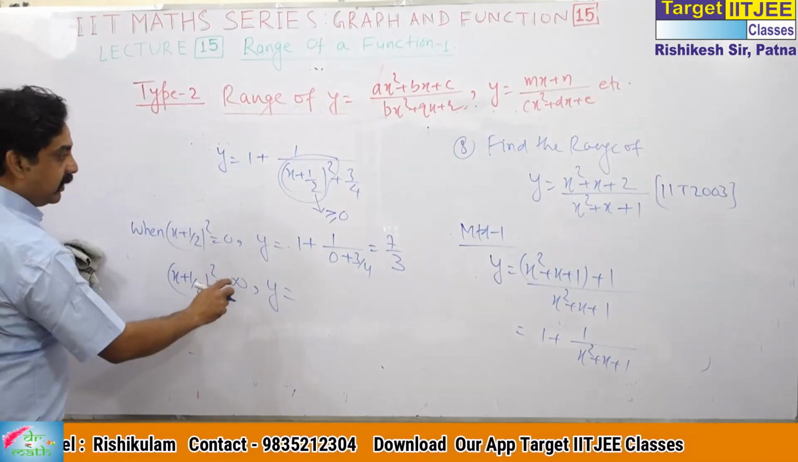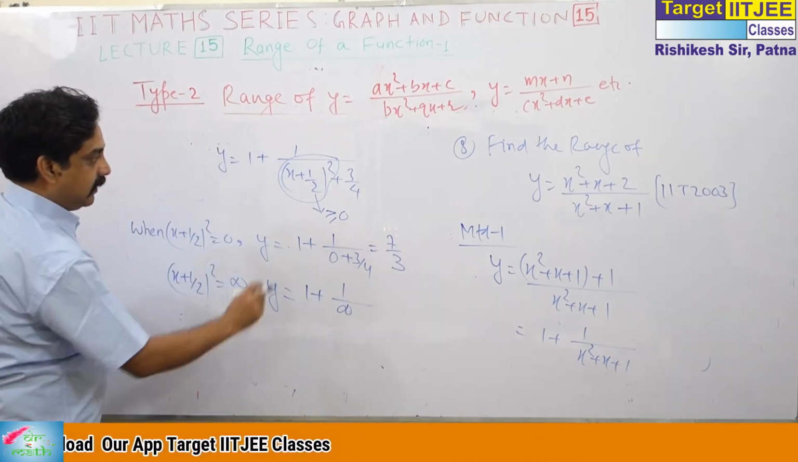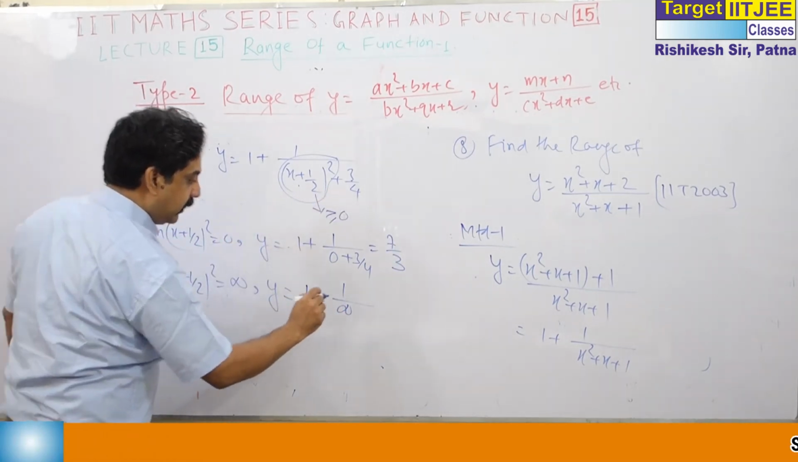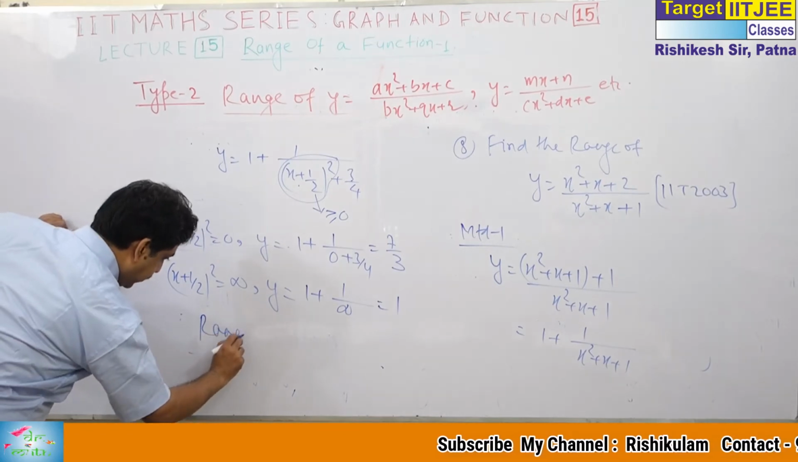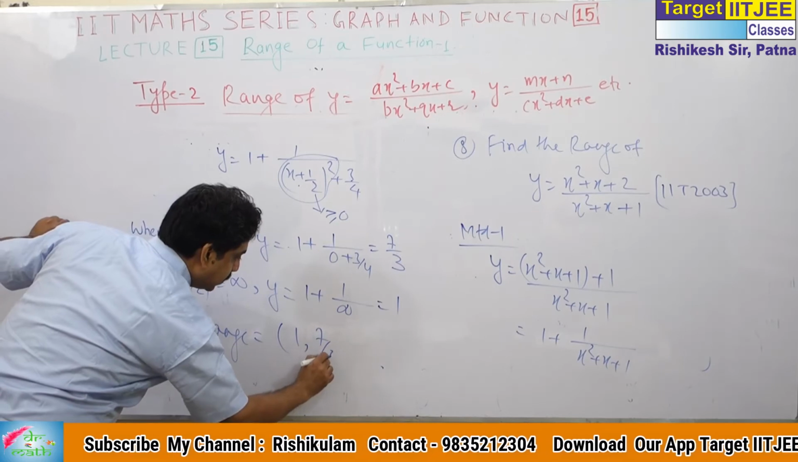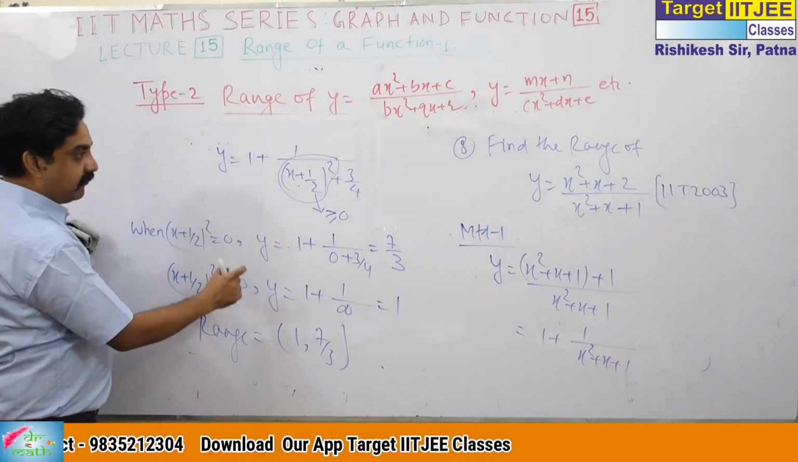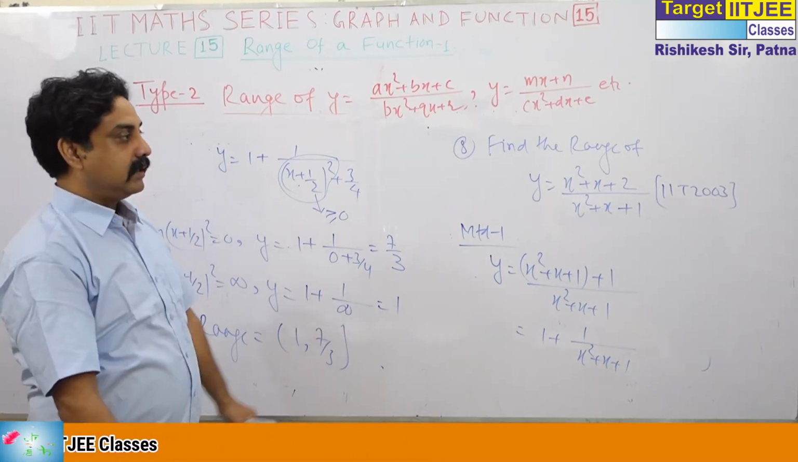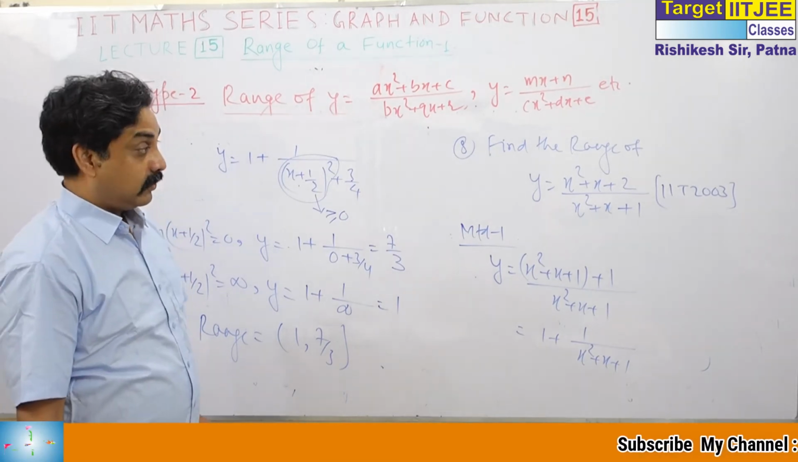At this infinity, what is y? This is 1 plus 1 by infinity plus 3 by 4, and infinity plus 3 by 4 is infinity. So this is 0, and y is 1. So what is the range? You have to be careful. It's 1 open to 7 by 3. 1 open. Why? Because we cannot take infinity. So this is the method. You can do it now.